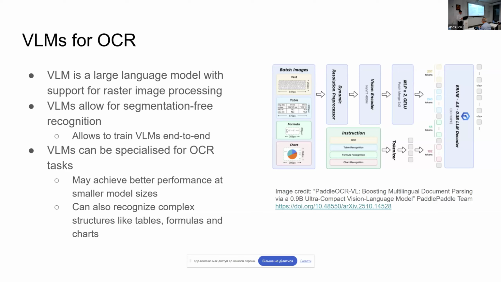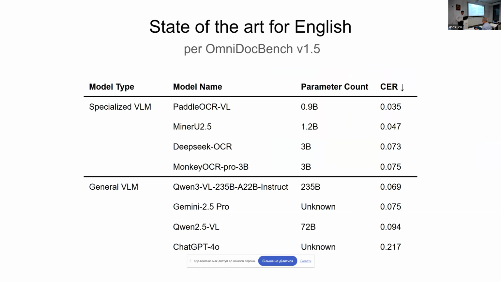And some of these specialized models can also recognize structures like tables, formulas, charts, and reading order, for example, when you have two-column academic text, and other neat features. State of the art for English printed character recognition is as follows. As you can see, the specialized visual language models achieve lower character error rates than the much larger generic visual language models.